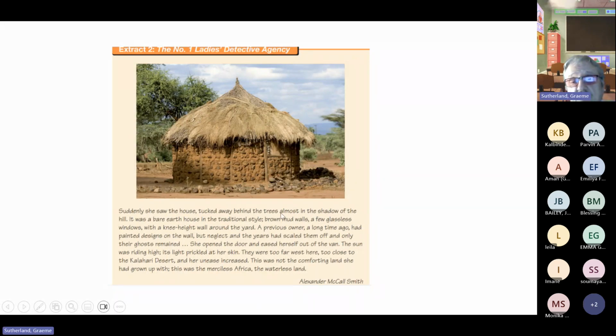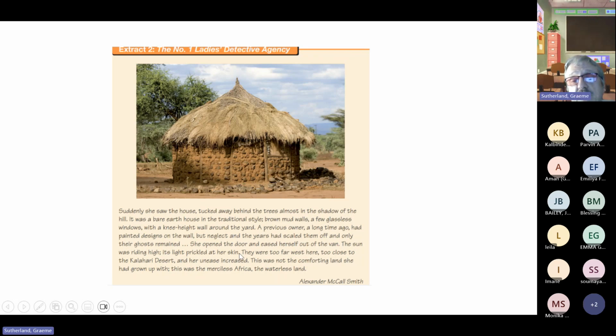tucked away behind the trees, almost in the shadow of the hill. It was a bare earth house in the traditional style. Brown mud walls, a few glassless windows, with a knee-height wall around the yard. A previous owner a long time ago had painted designs on the wall, but neglect and the years had scaled them off, and only their ghosts remained.